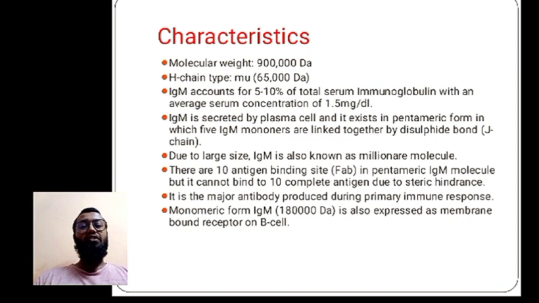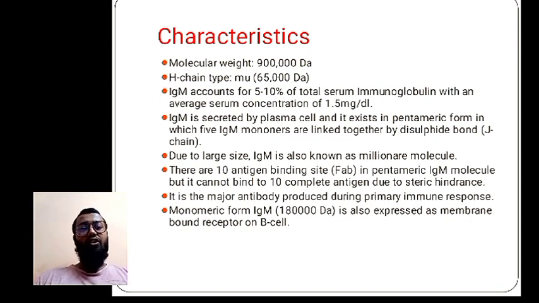Welcome back students. Today we are going to study about the IgM or immunoglobulin M, which is a subtype or a type of immunoglobulin. Let's see about the IgM. First of all, we are going to see about the characteristics of the IgM.